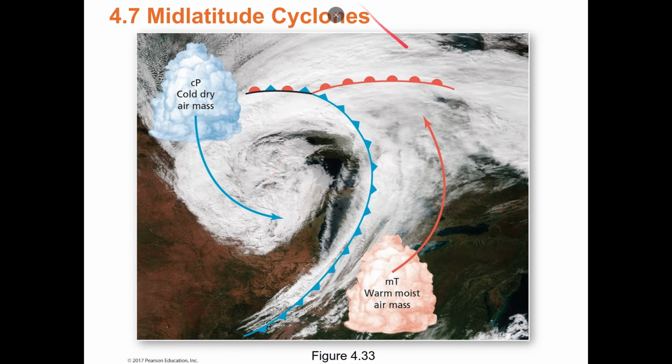So here we've got a warm front. So you've got warm, moist air coming up. You've got cold, dry air coming down. There's a center of low pressure here. This is the symbol for a warm front. This is the symbol for a cold front. And this is the symbol for an occluded front that I haven't talked about yet.